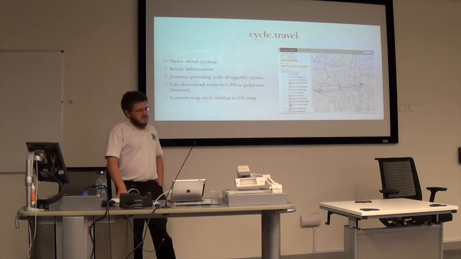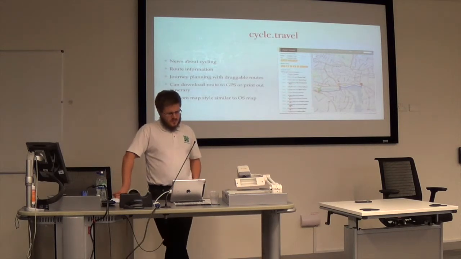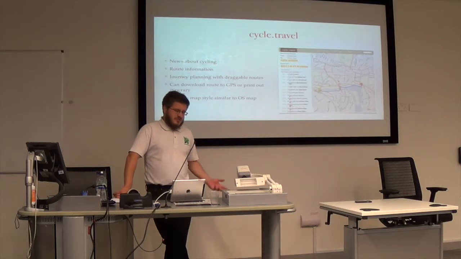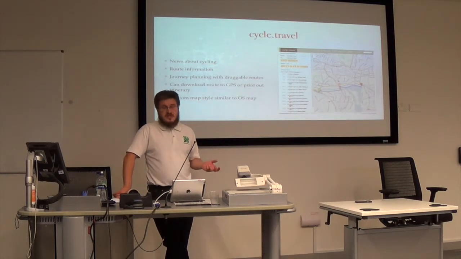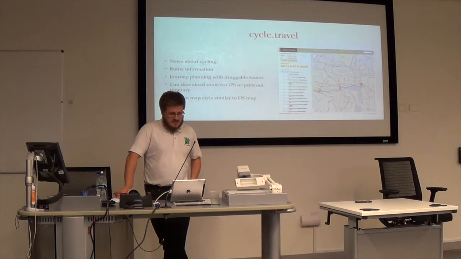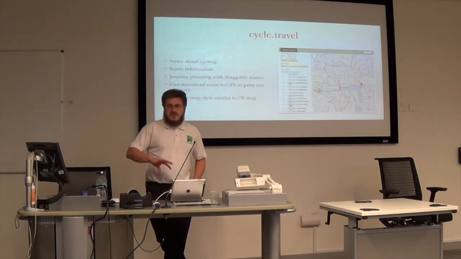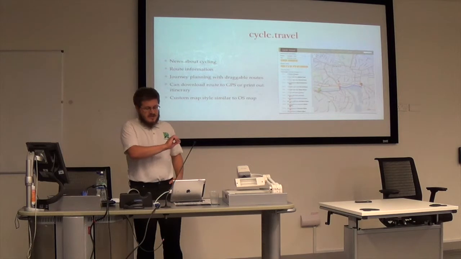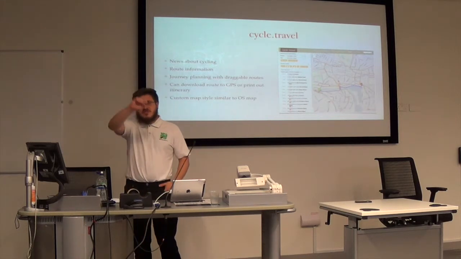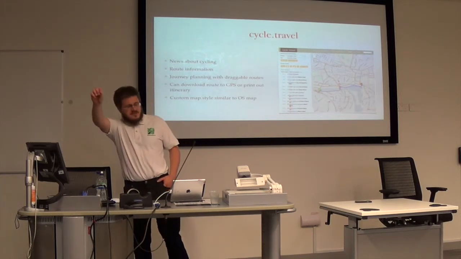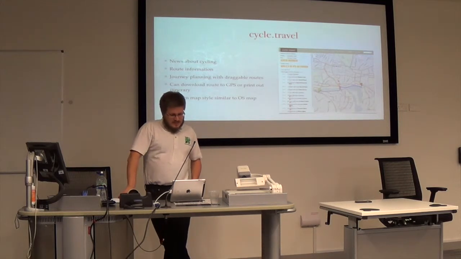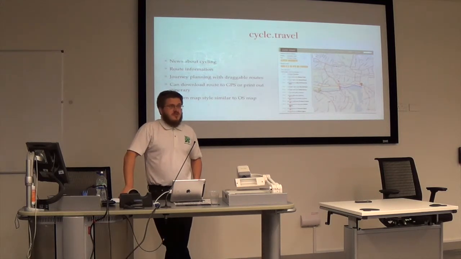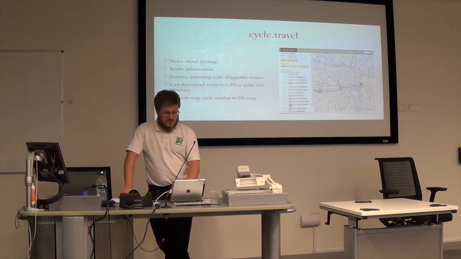Cycle.travel is another newer website which has only come out this year. It's tailored to the more leisure routing, whereas Cycle Streets is probably more the commuting style. Cycle.travel has draggable routes, which means you can take a middle point of the route and say, okay, I don't want to go via that point, I want to go via this other place. They also have a lot of information and news on the website if you're interested in cycling.